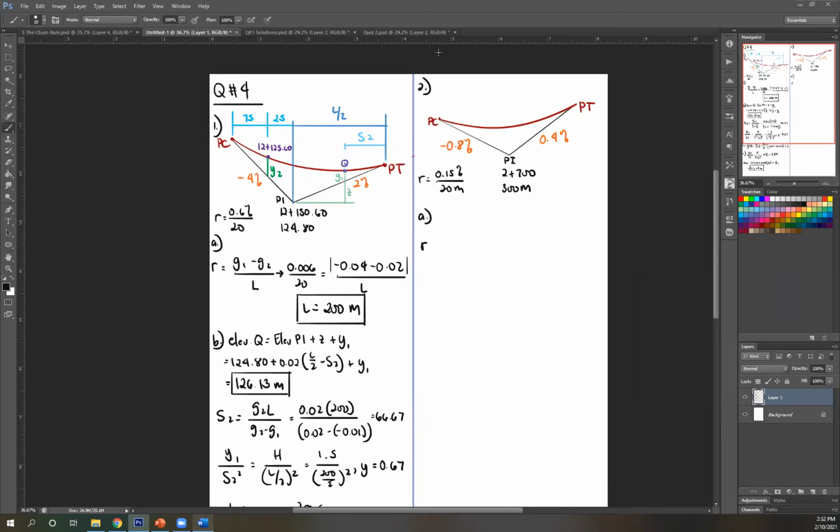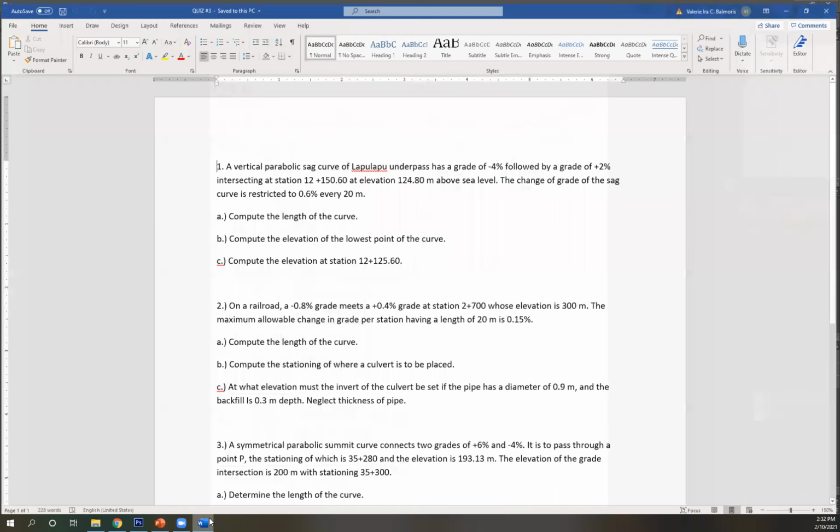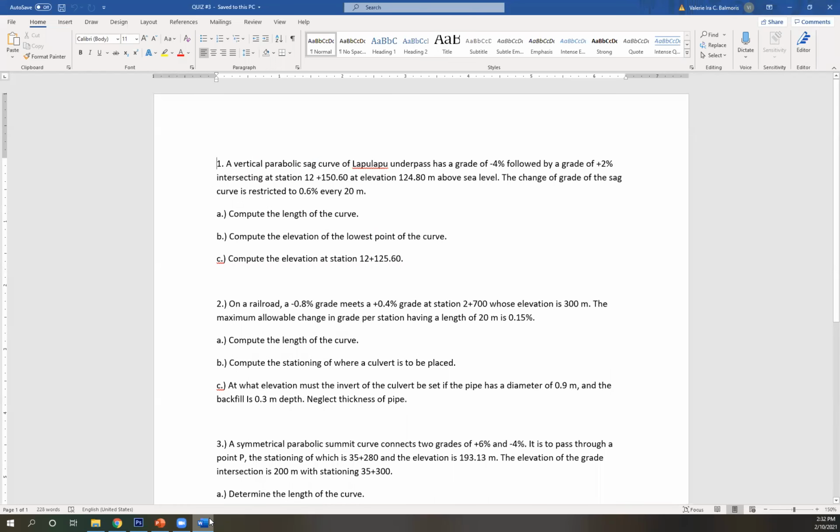So for numbers 2 and 3, you're gonna solve with me. But for number 1, let's just see. Okay, so number 1, a vertical parabolic curve, a side curve of Lapu-Lapu underpass has a grade of -4%, followed by a grade of +2%, intersecting at station 12 plus 150.60 at elevation 124.8 meters above sea level. The change of grade of the sag curve is restricted to 0.6% every 20 meters. So letter A, compute the length of.